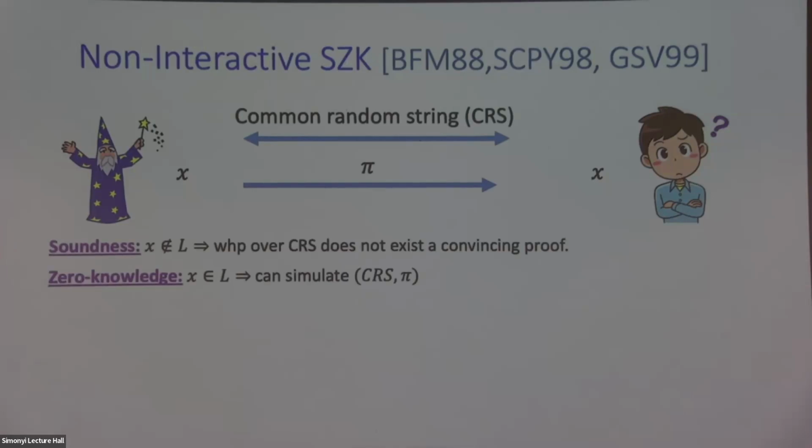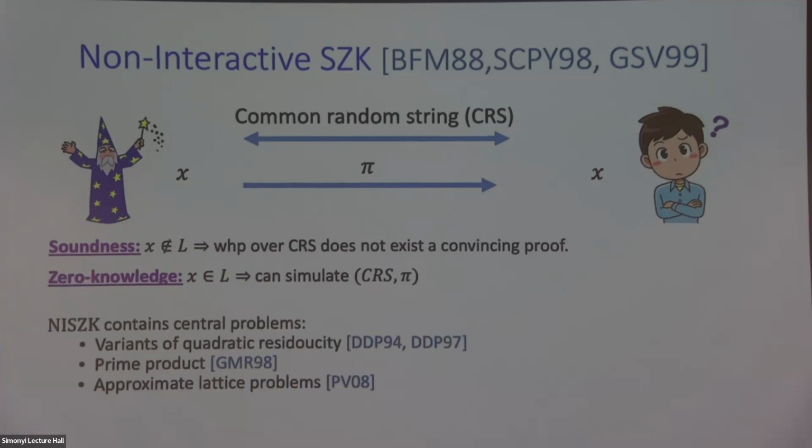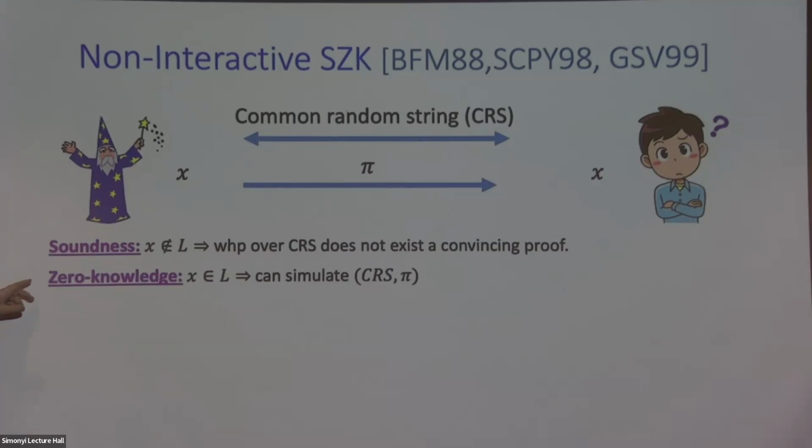And completeness is immediate. Soundness says that if you have an instance X that's not in the language, then with high probability over the CRS, there simply will not exist an accepting proof. And zero knowledge says that if you have an input that's in the language, there's a way to generate a distribution of whatever the verifier saw, which is the CRS and the proof pi, without knowing the witness. You can do it by yourself.